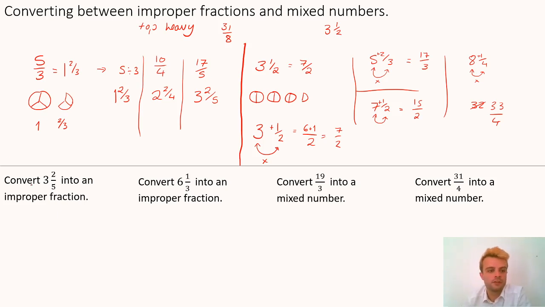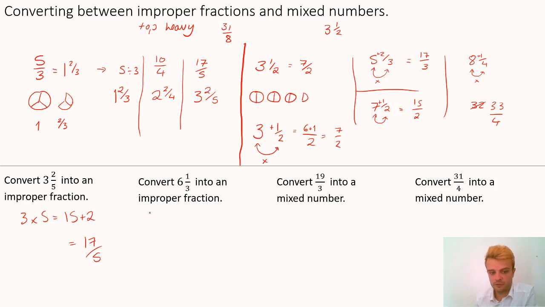So 3 2/5 into an improper fraction. Well, that's the ones that we just did over here on the right-hand side. So we're going to take 3 times 5, which is 15. That's how many fifths we have in this whole 3. But we don't just have those fifths, we've also got the 2 fifths at the end. So we add those extra 2 fifths on, so we have 17 fifths altogether.